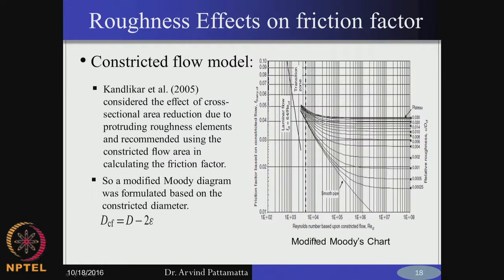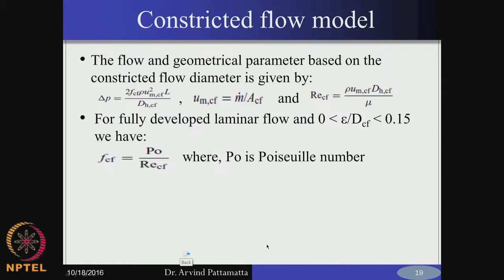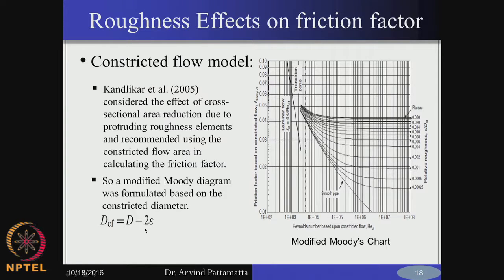That means the flow is now seeing not the full diameter, but because of the roughness it is seeing a reduced diameter, that is d minus 2 times epsilon. So this equivalent roughness is useful in defining this constricted diameter, and now you can replot the Moody diagram. If you take the circular tube, for example, for laminar flow f is equal to 64 by Re. Now, instead of diameter you replace everything with the constricted flow diameter. So it becomes 64 by Re based on CF.